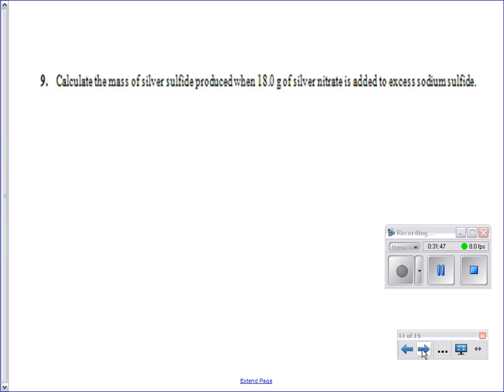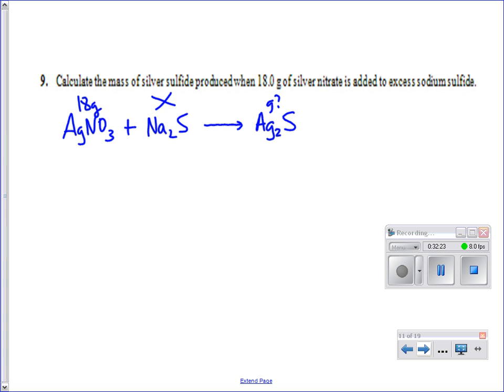It says, calculate the mass of silver sulfide produced. What does that mean? It's a product. Silver sulfide's formula is Ag2S. So we're looking for the mass of this produced when 18 grams of silver nitrate is added to excess sodium sulfide. What's sodium sulfide? Okay, Na2S.